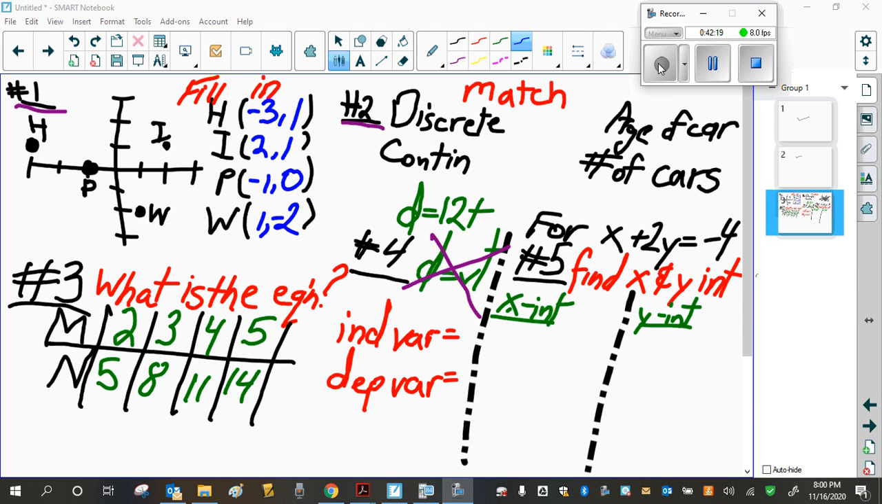Okay, so here are the answers. Go ahead and correct your ordered pairs. -3, 1: 3 to the left, 1 to the right. 2 to the right, 1 up, 1 to the left, stay right there. And 1 to the right, 2 down gives you W.